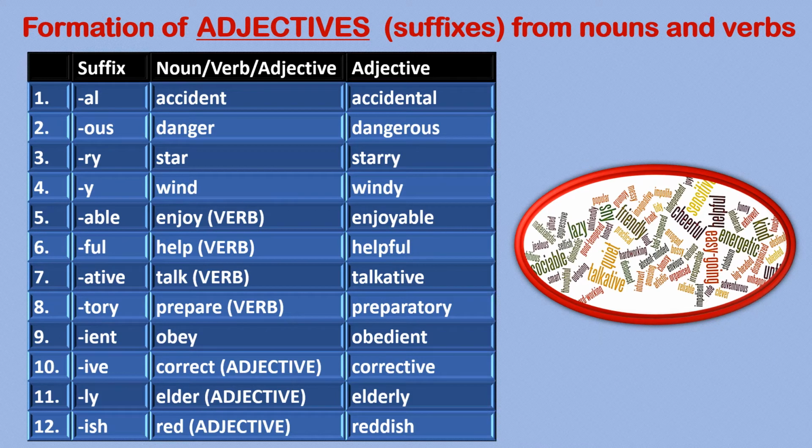Star becomes starry, wind becomes windy, enjoy becomes enjoyable, so enjoyable, adding ABLE. Help becomes helpful. Talk becomes talkative. Prepare, preparatory. Obey, obedient. Correct, corrective. Elder, elderly. And red, reddish. So these are some of the suffixes you can add to form adjectives.